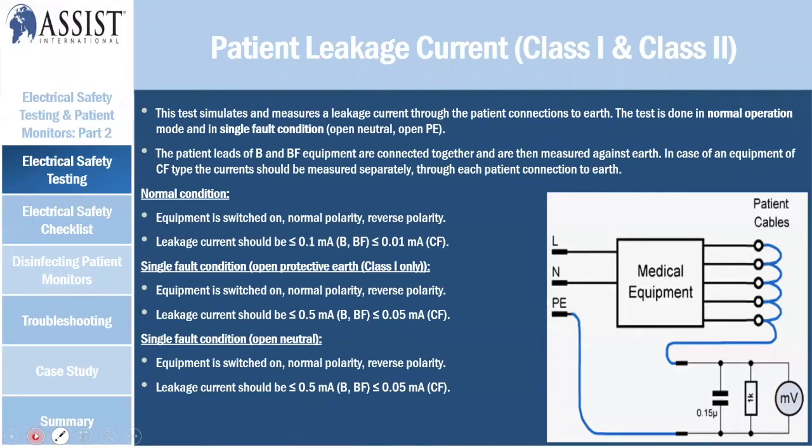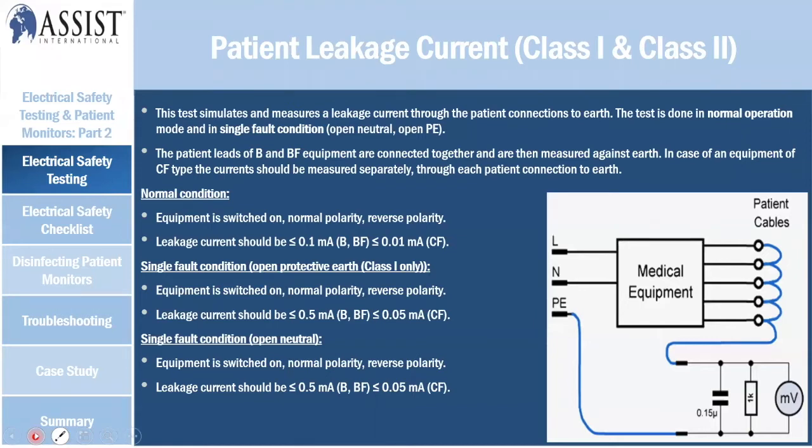And patient leakage current, class 1 and class 2. So almost similar, but what you do is you connect all the patient applied parts as a group and you measure the leakage. You can do normal condition, single fault condition, open protective earth. For normal condition, the reading should be less than 0.1 milliampere for B and BF, and 0.01 milliampere for CF.